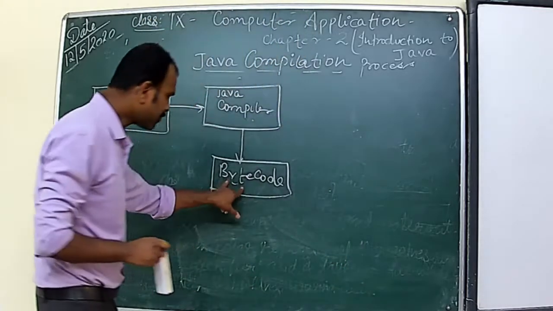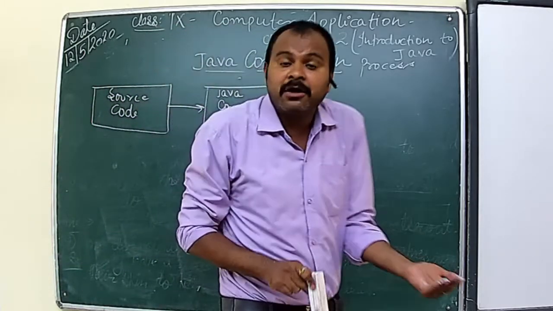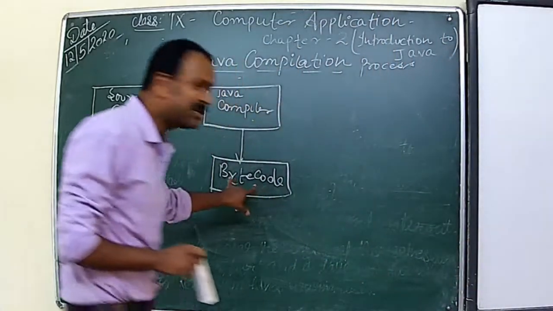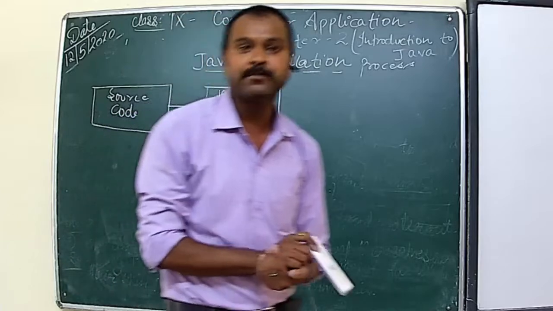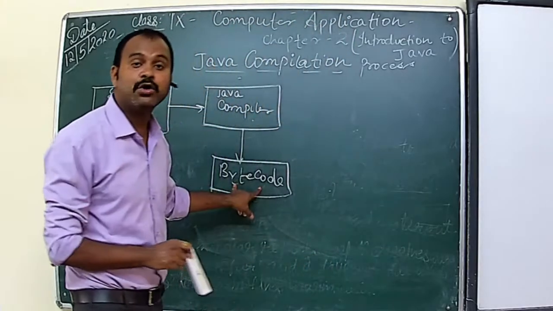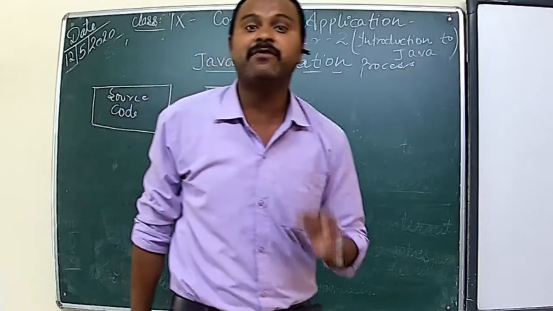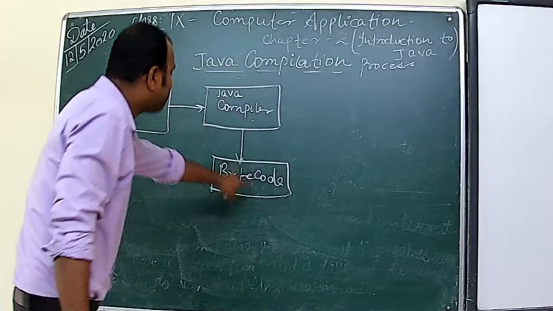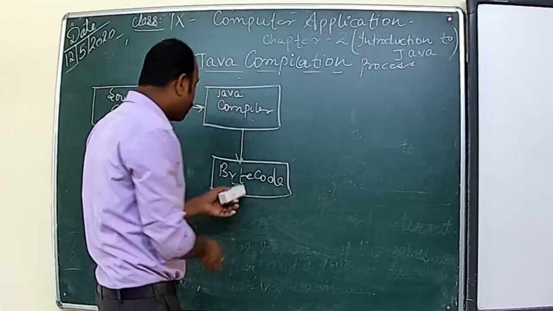This bytecode is an intermediate language, neither fully machine language nor a fully high level language. So it is an intermediate language, and this code can be used on any underlying platform and it will execute. What do you need for the different platforms? We need only the JVM, Java Virtual Machine, or Java Interpreter, to execute this bytecode for a specific machine. Clear?